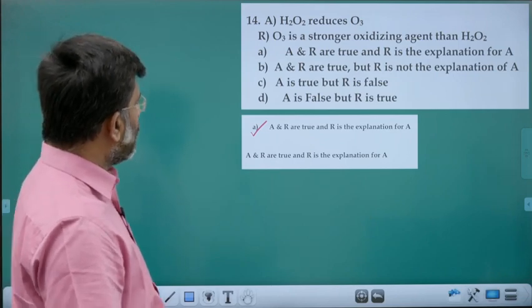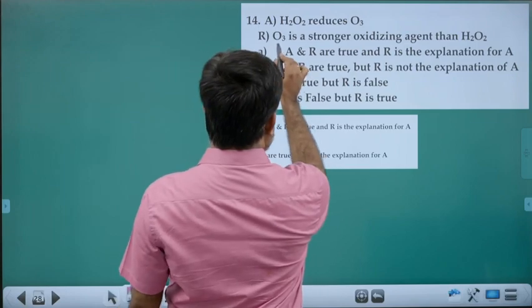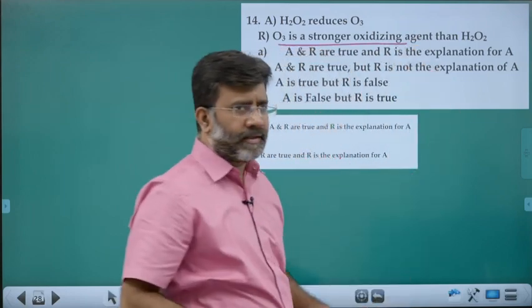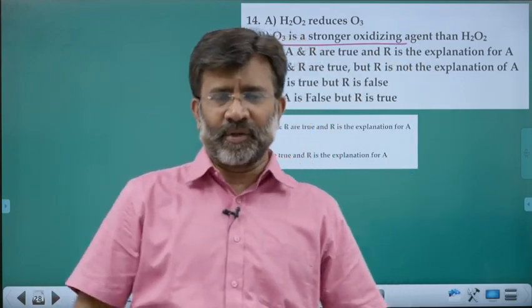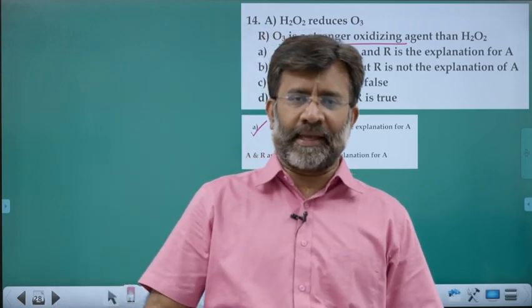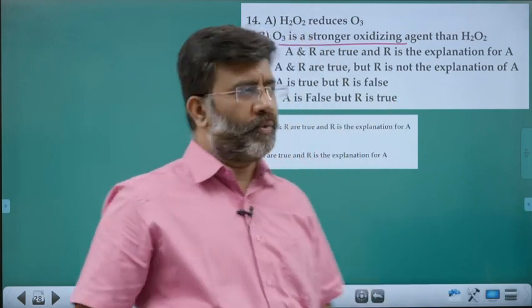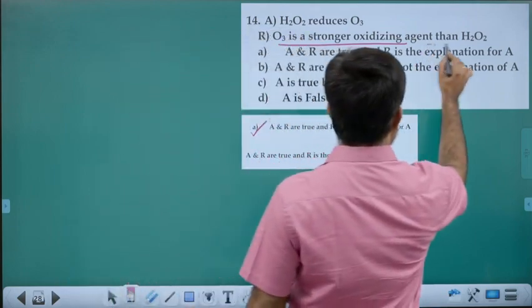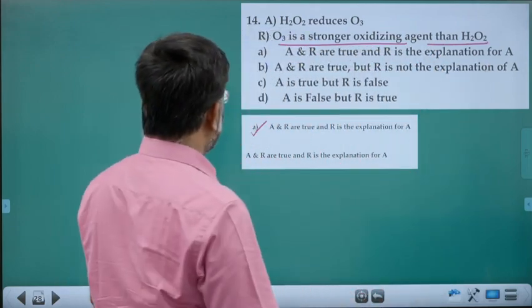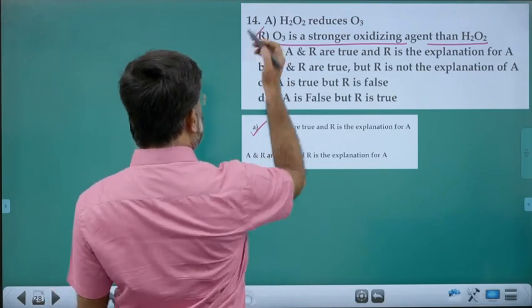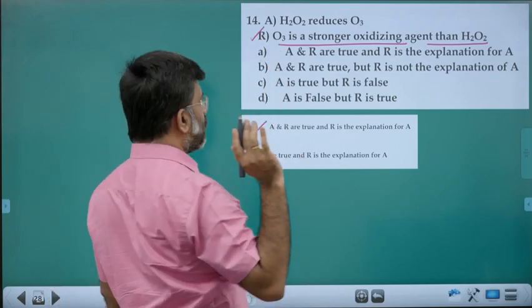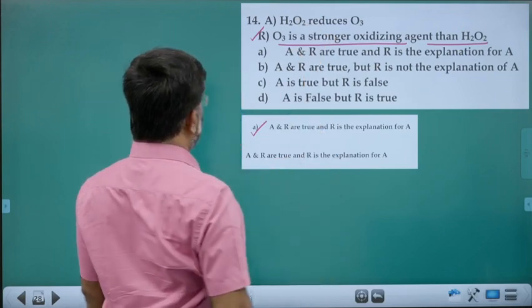In the assertion, ozone is a stronger oxidizing agent. There is no argument in that. Ozone is a stronger oxidizing agent, and it can oxidize H2O2. It will oxidize H2O2. So what is the point? See, this statement is well known to all. Quite obviously, what about option A?